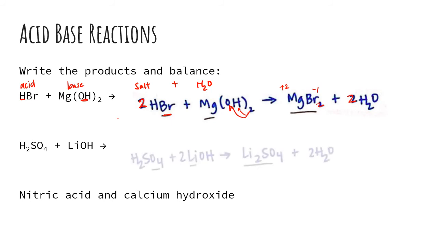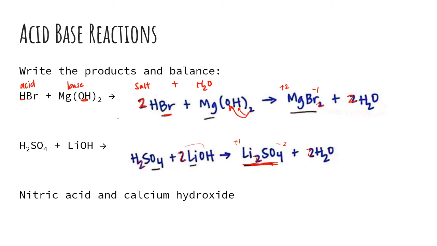For the second one, lithium is going to combine with sulfate to make our salt. Lithium is +1, sulfate's -2. So to crisscross, we get Li2SO4. And then, of course, again, our other product is water. We have 2 lithiums here, so I had to put a 2 there. That gives me 2 oxygens, so I had to put this 2 here. That gave me 4 hydrogens, but that's good because I had 1, 2, 3, 4 over here.